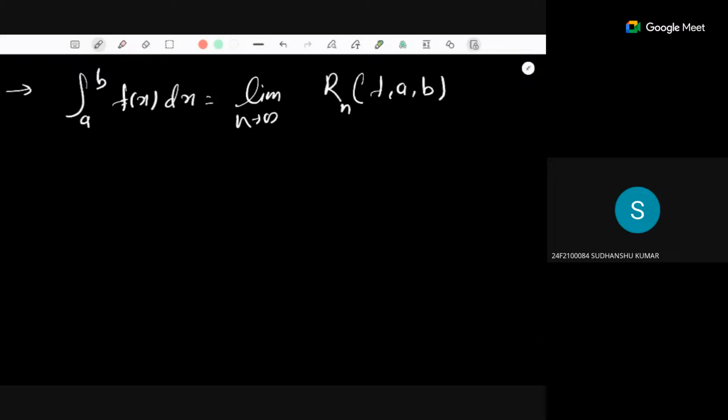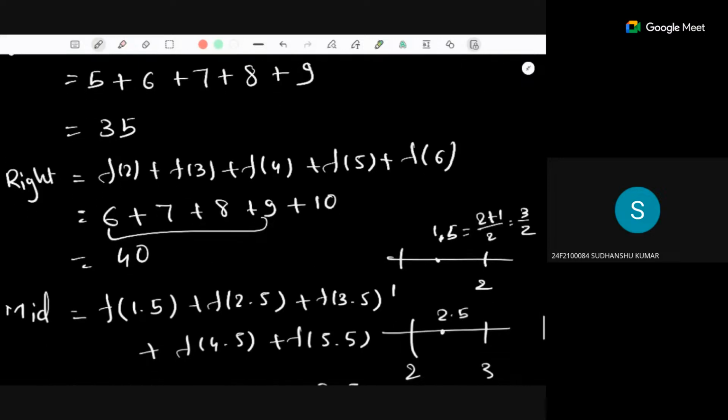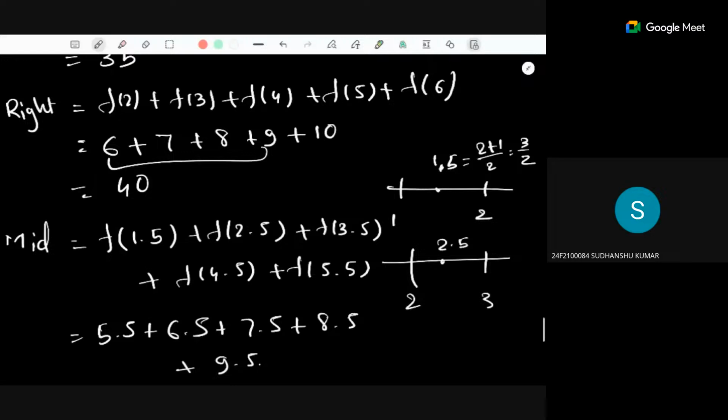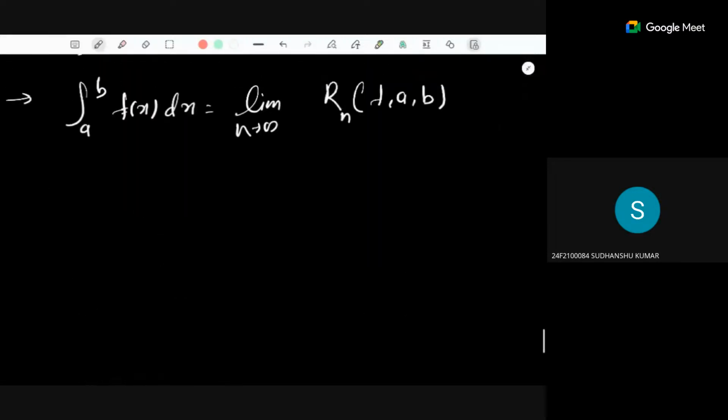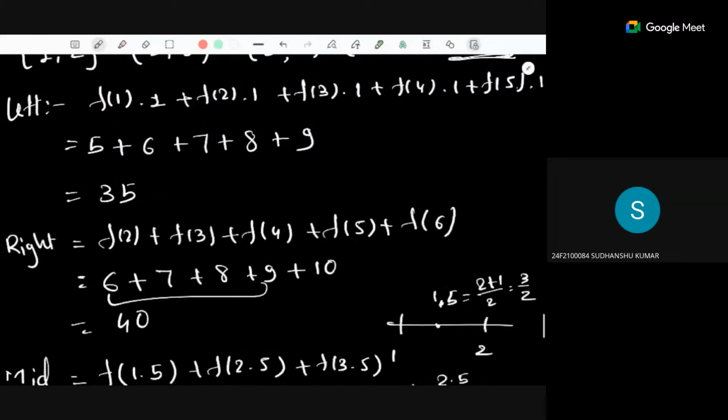Actually, it's kind of difficult to find the definite integral using Riemann sum. So what we will do, we will find the left Riemann sum, right Riemann sum, and then we will apply the limit as n goes to infinity. And if that limit converges, we say that the integration a to b is nothing but the value of that limit. But it's a very long process, so we won't go there. Stick to the basic computation, that is left Riemann sum, right Riemann sum, and mid Riemann sum. You should know how to compute these three.